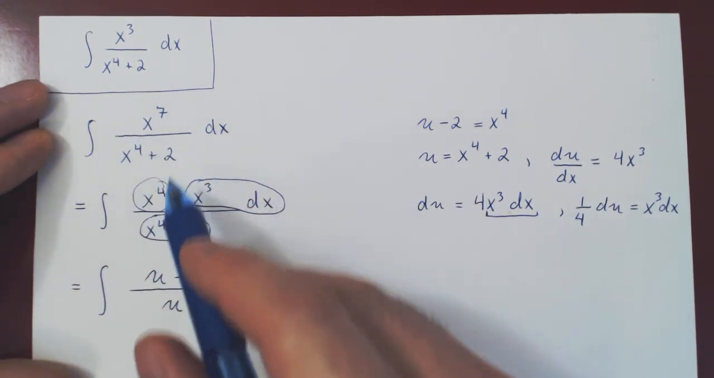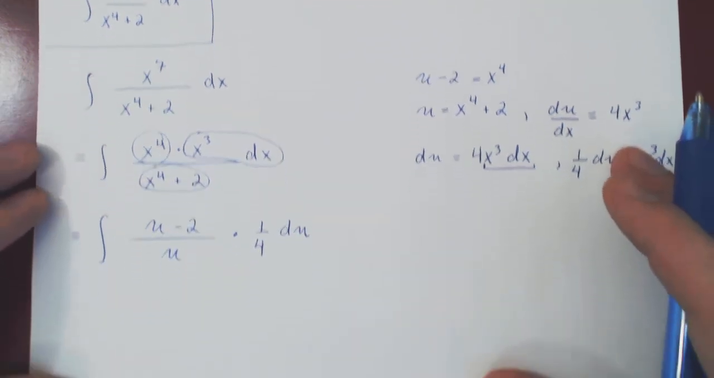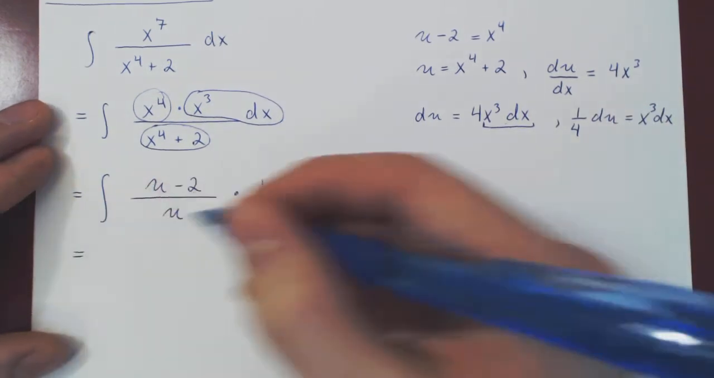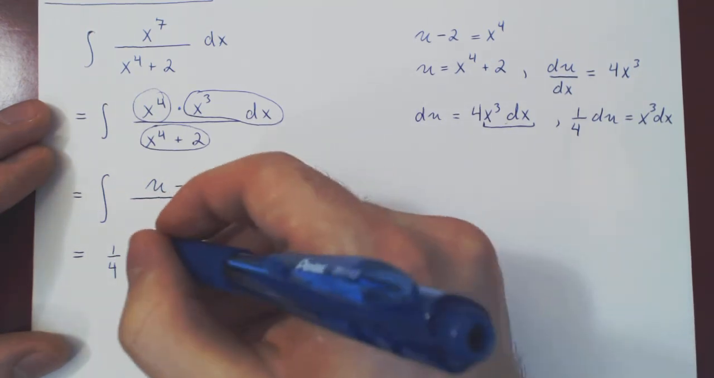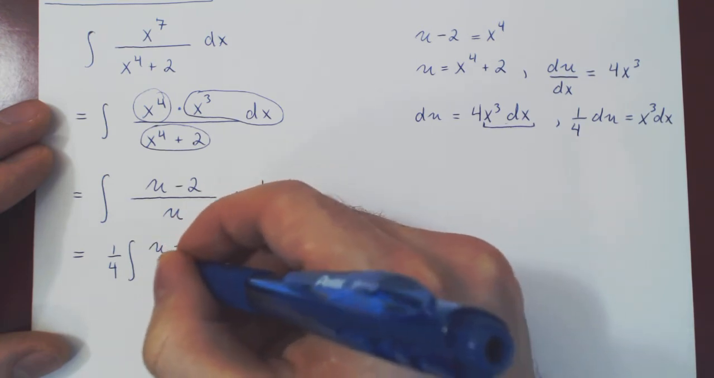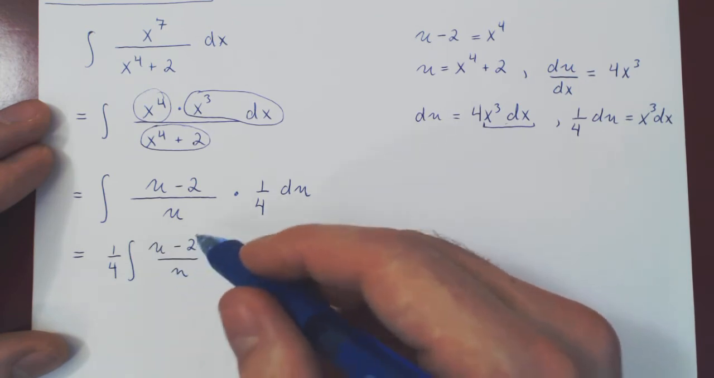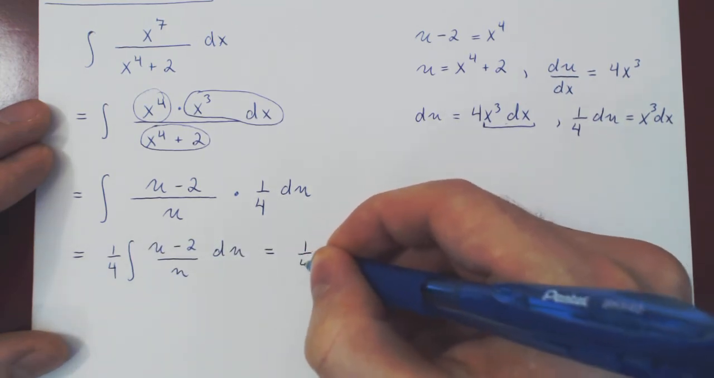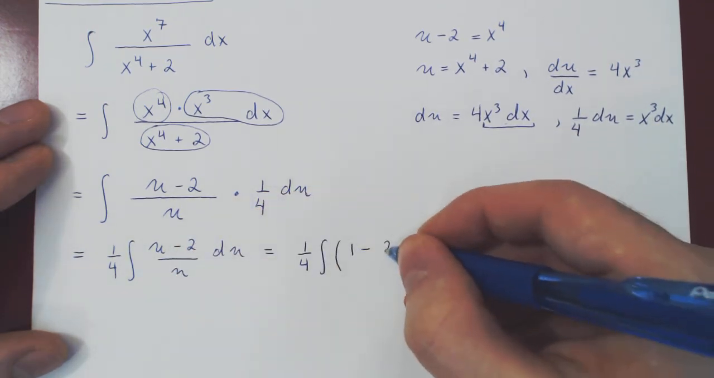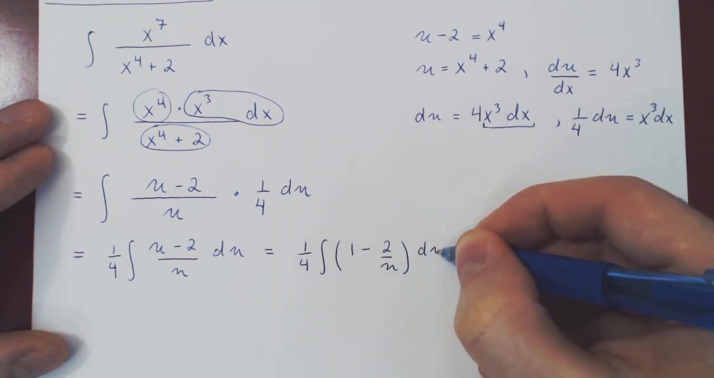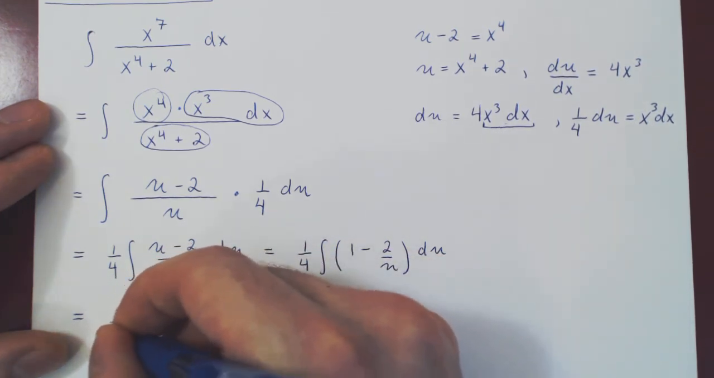From the original integral, everything in terms of x has been replaced by something in terms of u, and now we can integrate. Scalar multiple, factor it outside the integral. And now we are asking, how do we integrate u minus 2 over u? Well, the only way to integrate this is to divide through by u. So we'll have a quarter integral of u over u is 1, minus 2 over u.